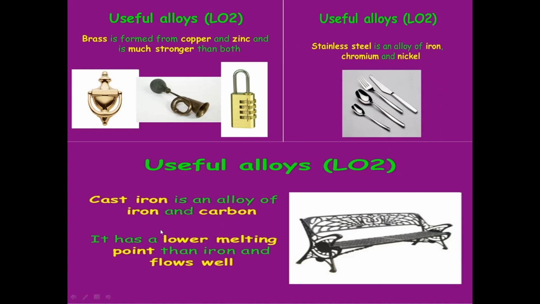And also cast iron is an alloy of iron and carbon. It's very strong. We come across cast iron furniture and different cast iron products in our daily life. If you take iron separately before forming an alloy, it is not that free flowing, and it has a higher melting point. But the alloy, a combination of iron and carbon, has a low melting point, and it can flow well, which is useful in the formation of different items. So cast iron is an alloy of iron and carbon with a lower melting point than iron, and it also flows well.